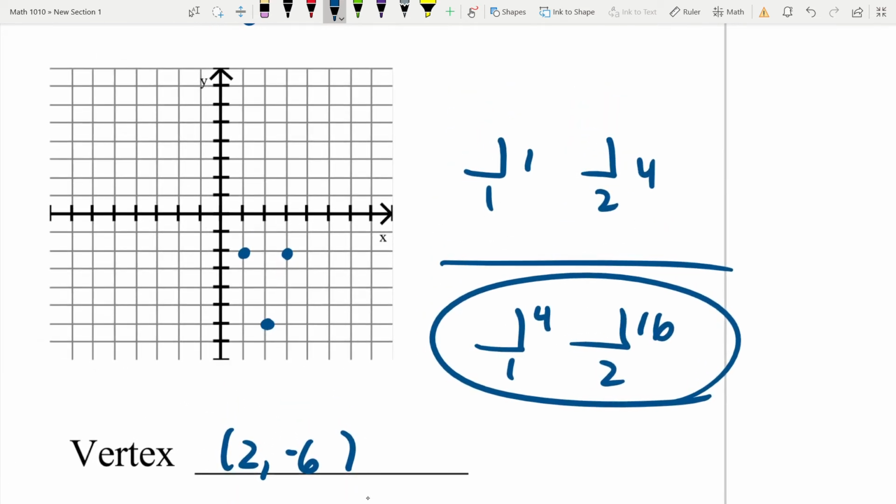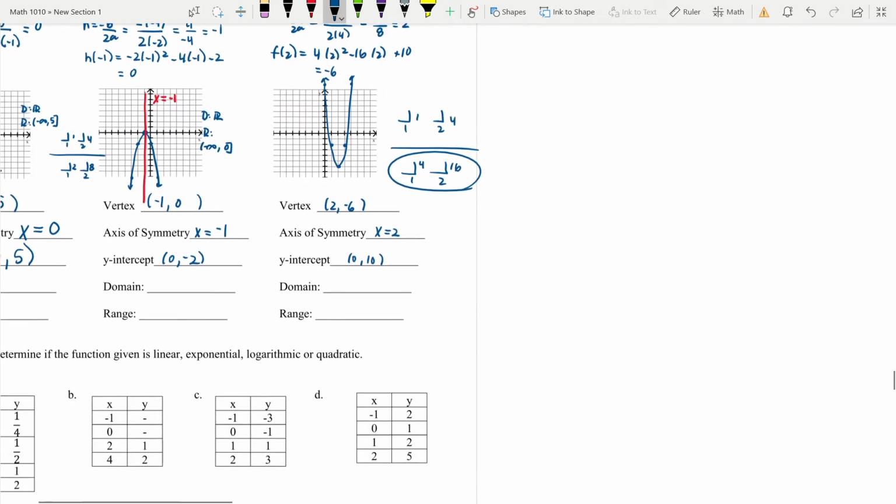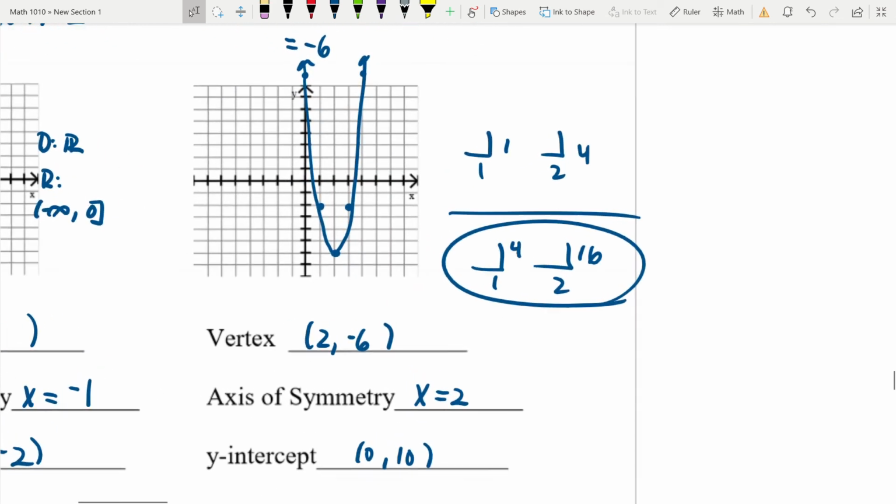I don't think we're going to have enough room. I'm 1 off the grid, it looks like. So it looks like that. Curve it in. There's my graph. Okay? Okay, domain and range. Let's do that really quick.